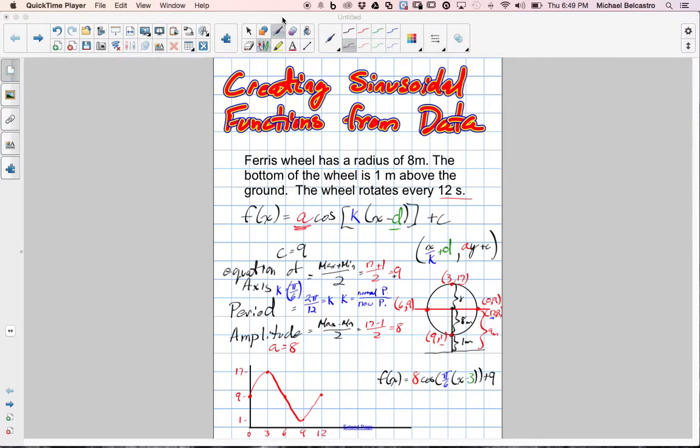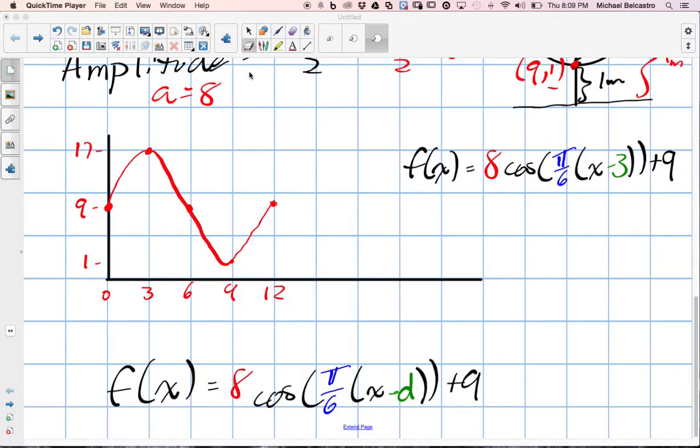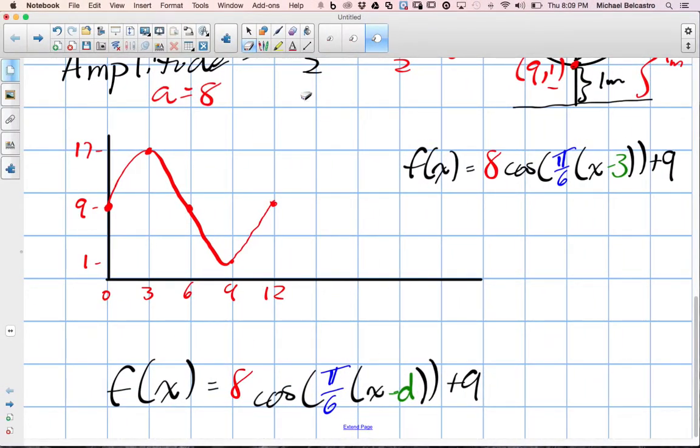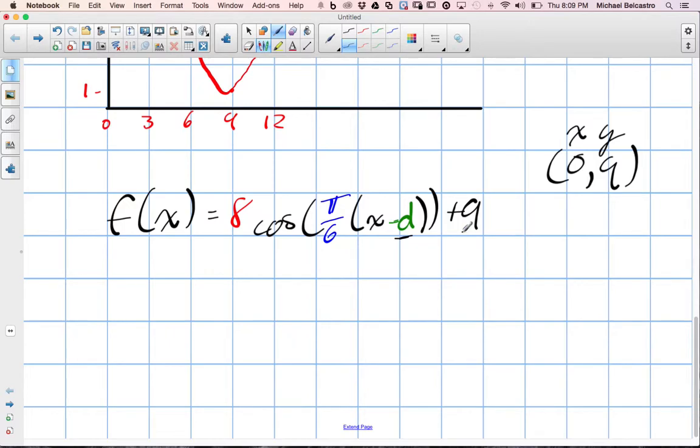For d, we take one of the coordinates that we know, which is 0, 9, and we have our equation down here. We can plug that coordinate in, 0, 9 representing the x and the y, and then we can isolate for the unknown d value, since we had all of the others: our a, our k, and our c value. So we'll replace x with 0 and y with 9.